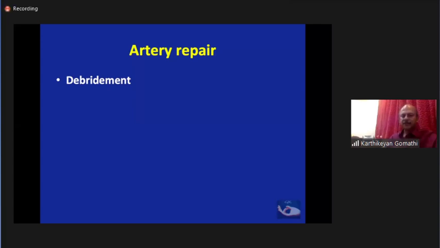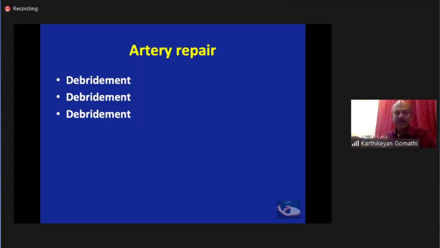Artery repair. As far as the artery repair is concerned, there are few steps. The first step is debridement, the second step is debridement, and the third step is debridement. You must have a good artery which is going to push blood into the amputated part. The entire success of this replantation is going to depend on this proximal artery that you're going to put there.